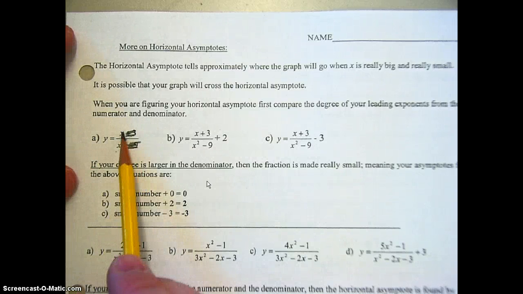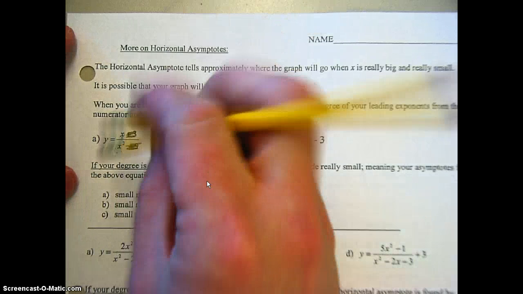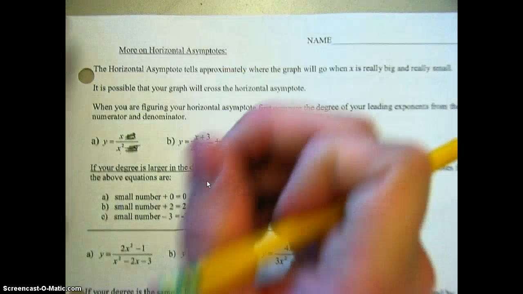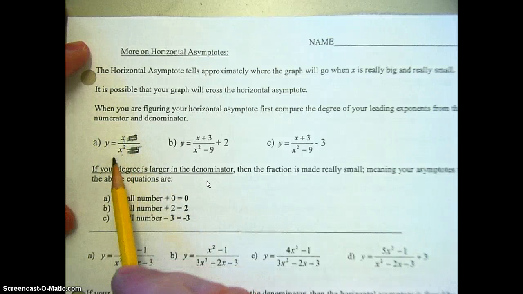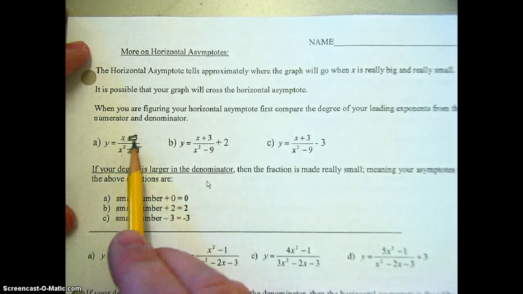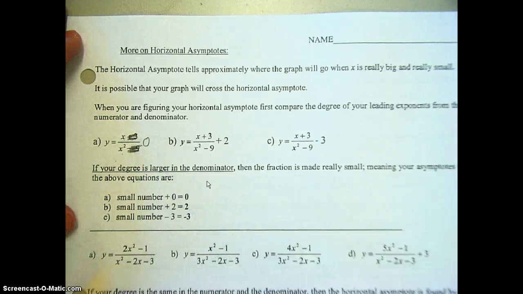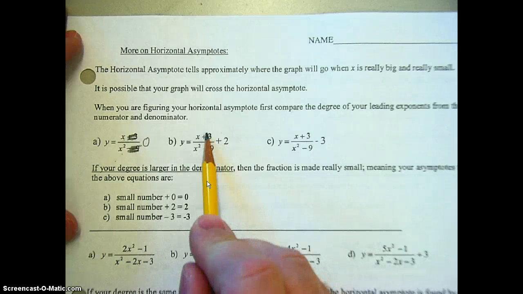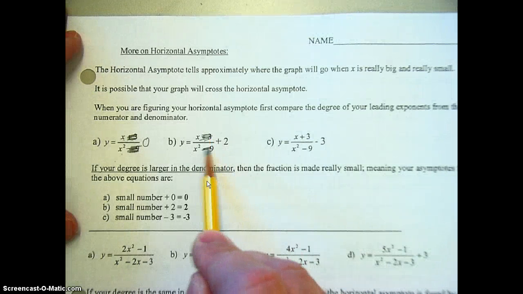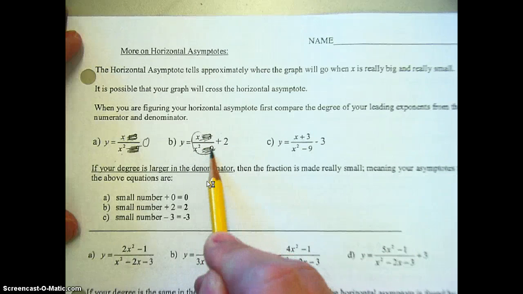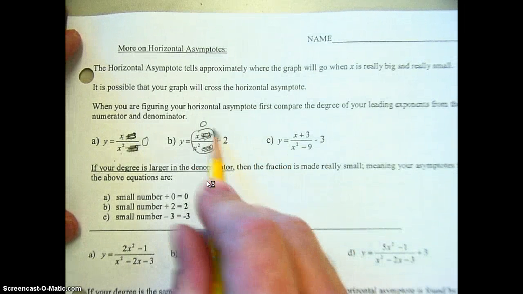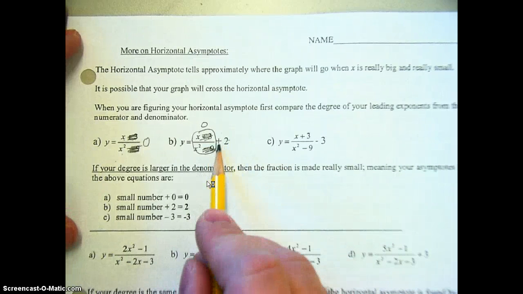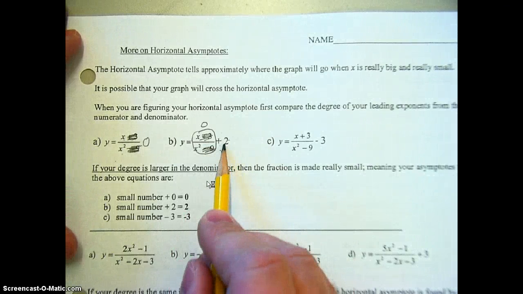Okay, so the contribution you get from this fractional part here, when you're dealing with an asymptote, you'd have 1,000,000 over 1,000,000,000, which is extremely close to 0. So the contribution you get from that fraction is a 0. Okay, same thing here. You have 1,000,000 over 1,000,000,000. So from the fractional part, the contribution you get is 0, but then you add 2 to it. So your horizontal asymptote would actually be at 2.